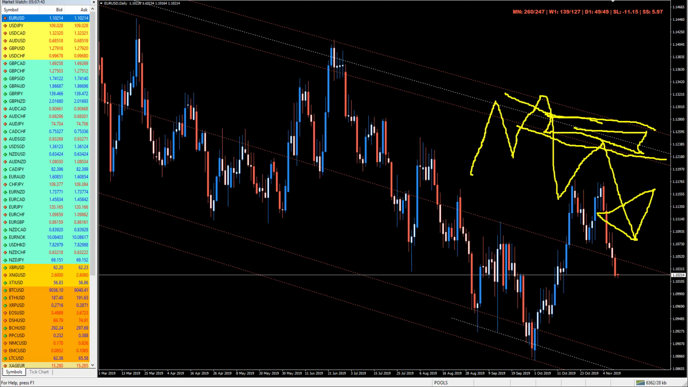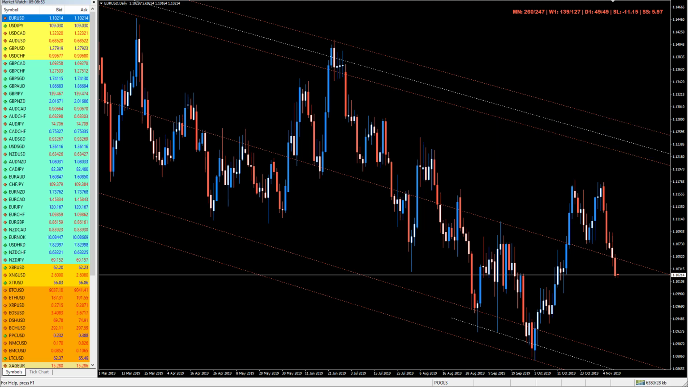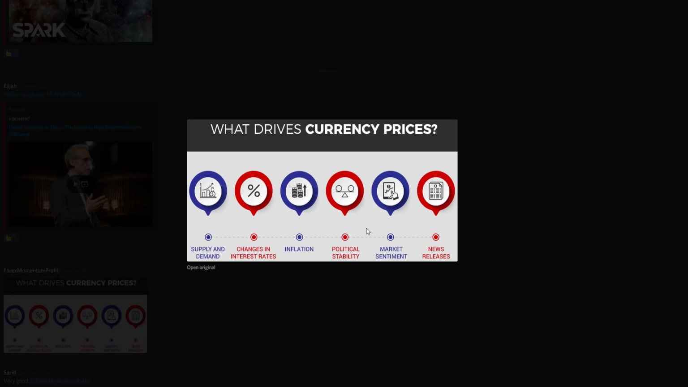And this is because we have found a really nice graphic here which I like, and this says here what's driving currency prices. We have supply and demand, changes in interest rates, inflation, deflation, political stability, market sentiment, and news releases. Supply and demand are in the market. Changes in interest rates are slow. Inflation is slow. So these are the slower ones. And then you have news releases and market sentiment, which are faster.